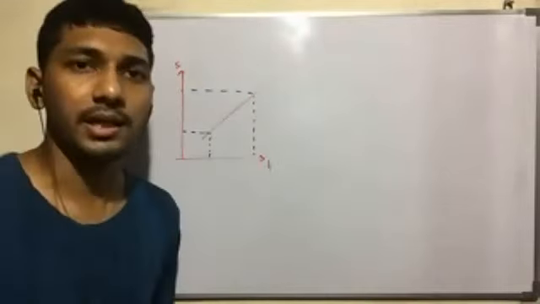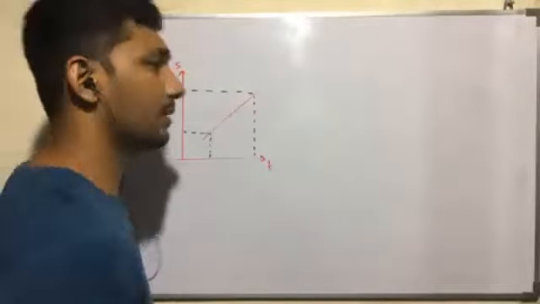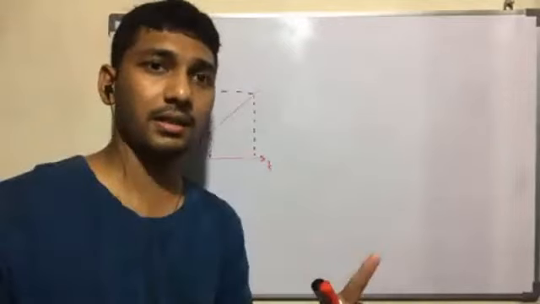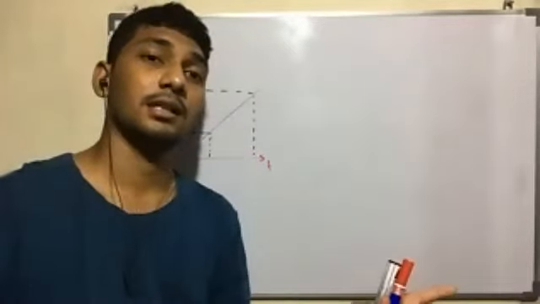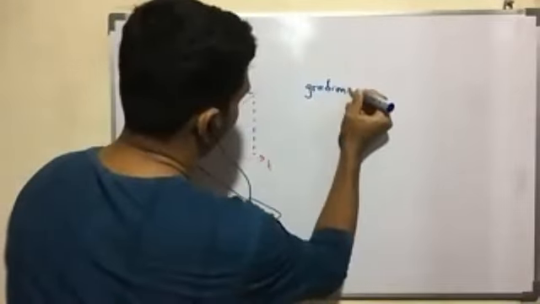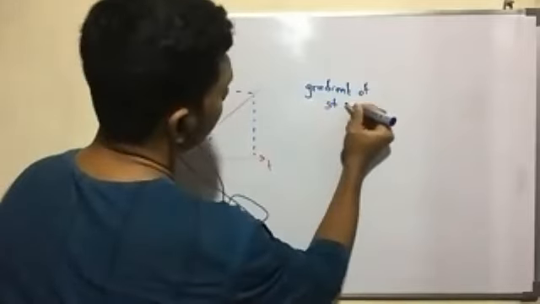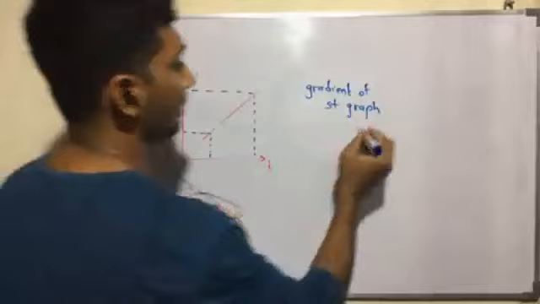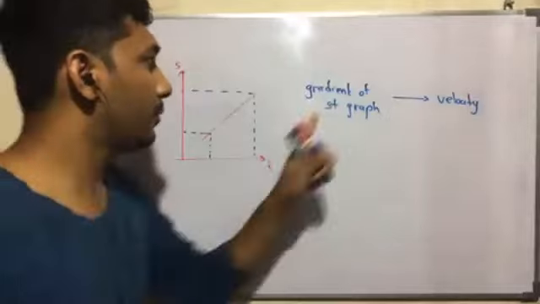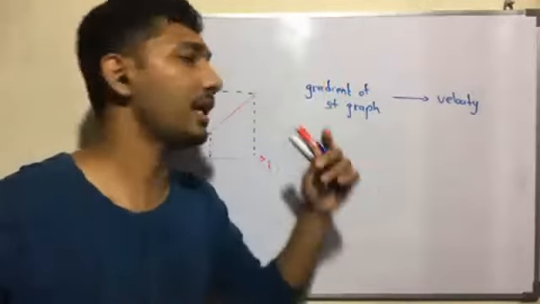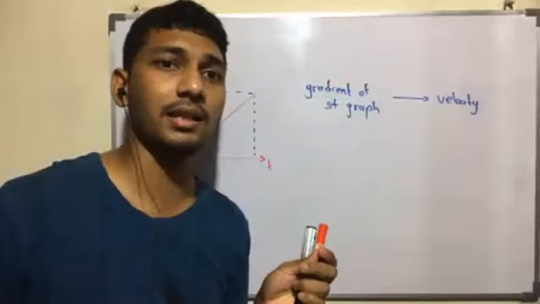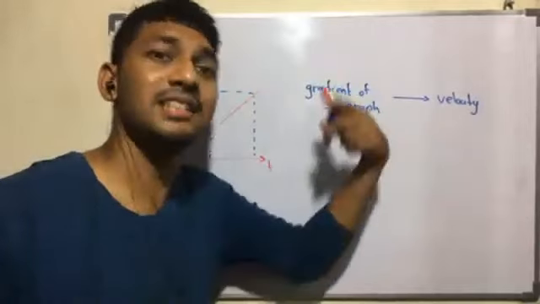As you all know, this displacement time graph will have a gradient. So the gradient of ST graph will give you what? The velocity. It will give you the velocity. So if you can explain the gradient of ST graph, then you will convert it to VT graph very easily, because the gradient of ST graph is the velocity.